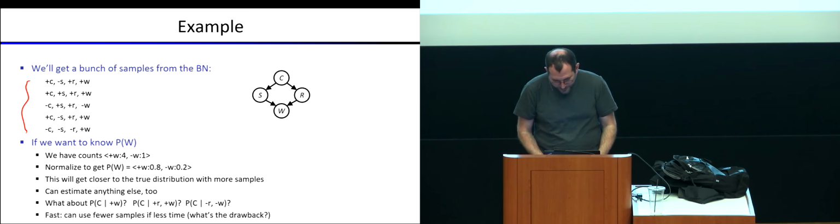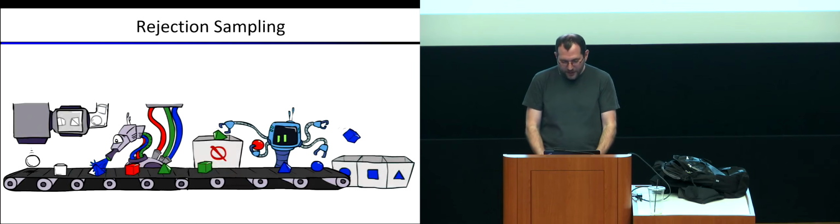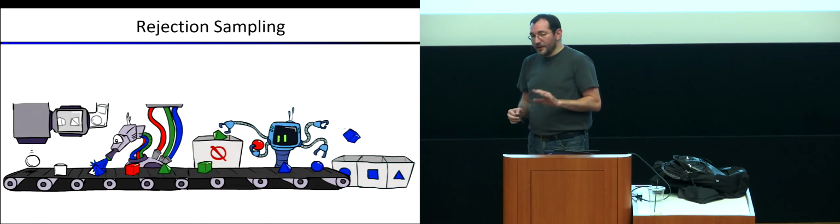Okay, but it's fast. We can stop at any time. And, of course, the drawback is that it may be very inaccurate. Okay. Any questions on prior sampling?